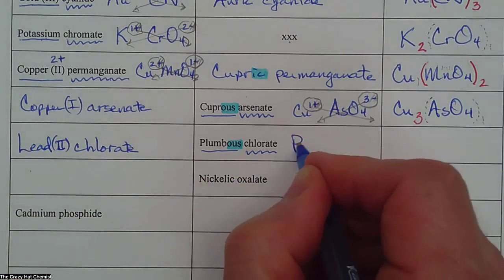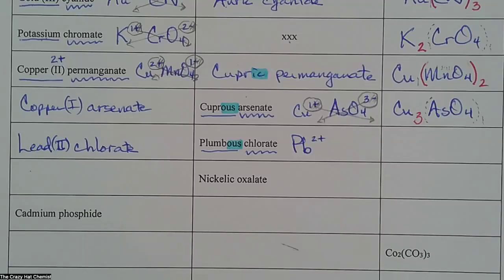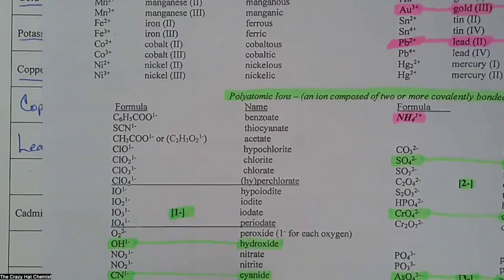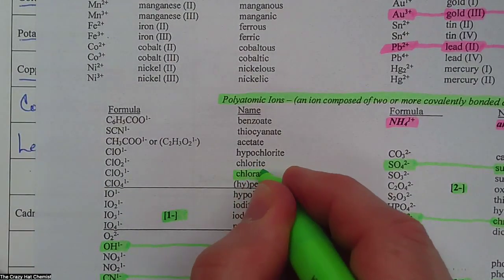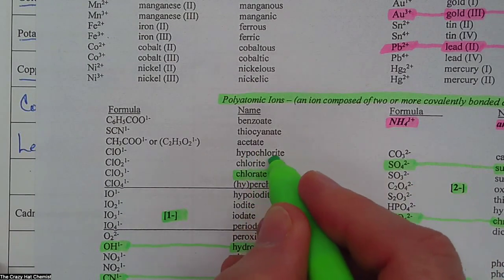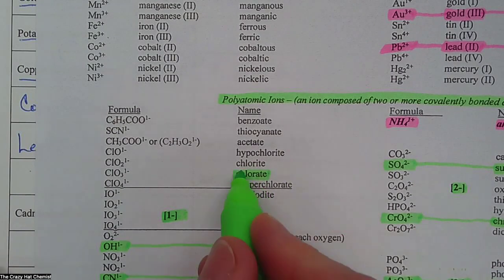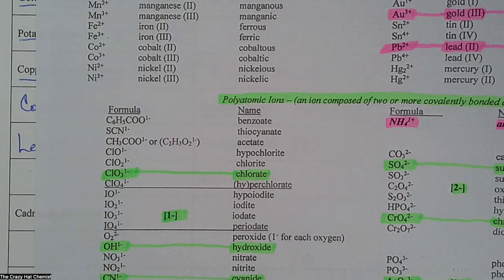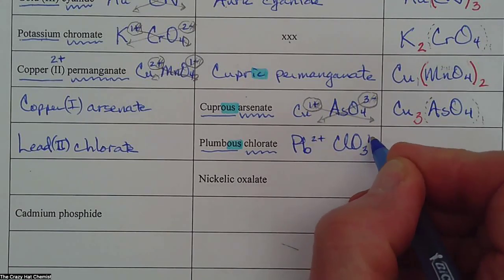And that is a Pb with a 2 plus. Now I need to find chlorate. That is a polyatomic ion. That is in the 1 minus category of our polyatomic ions. Now be very careful here. There is a hypochlorite, a chlorite, chlorate, and a perchlorate. So you need to be very careful that you're picking the correct one. This is chlorate, which is ClO3 1 minus. So that is ClO3 1 minus.